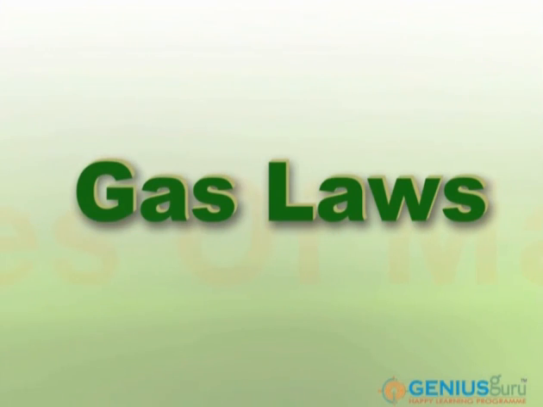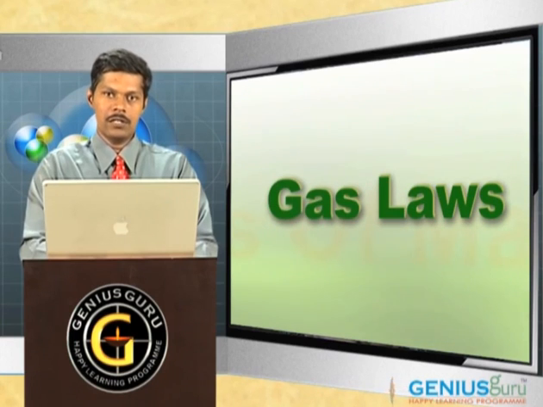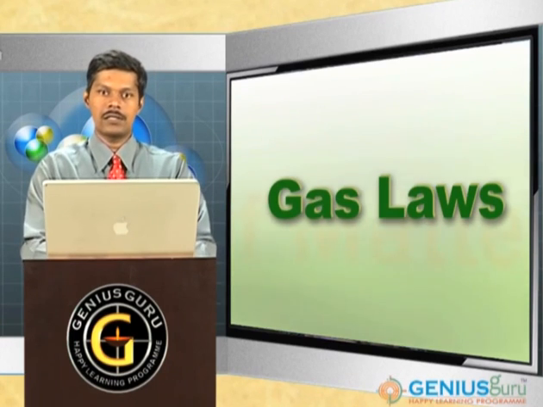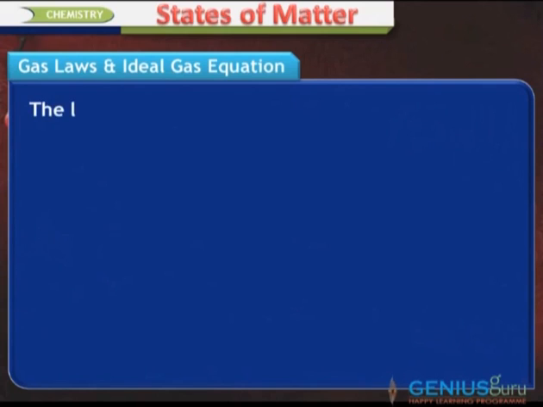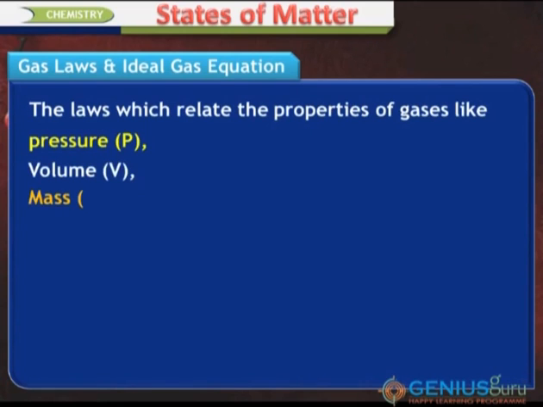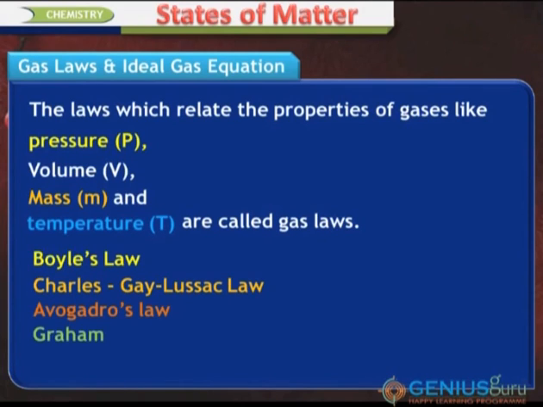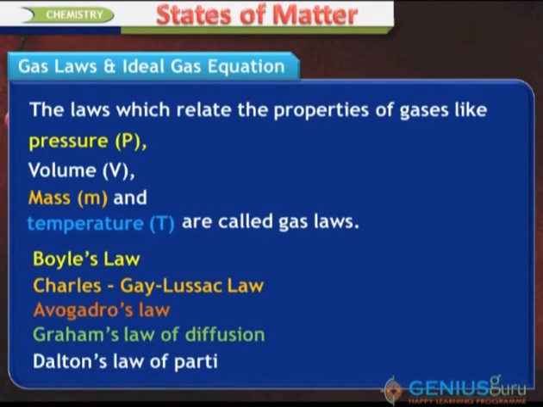Coming to another aspect of the gaseous state, gas laws. What is meant by gas laws? The measurable properties we have discussed so far, by relating these properties, we can obtain some laws. Those are said to be the gas laws. The laws which relate the properties of gases like pressure, volume, mass and temperature are called gas laws. These are given by Boyle's law, Charles and Gay-Lussac's law, Avogadro's law, Graham's law of diffusion and Dalton's law of partial pressures. These are some of the gas laws.